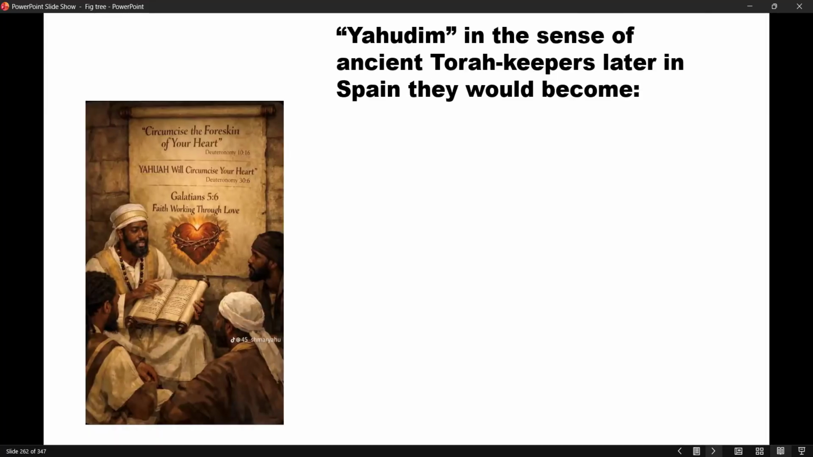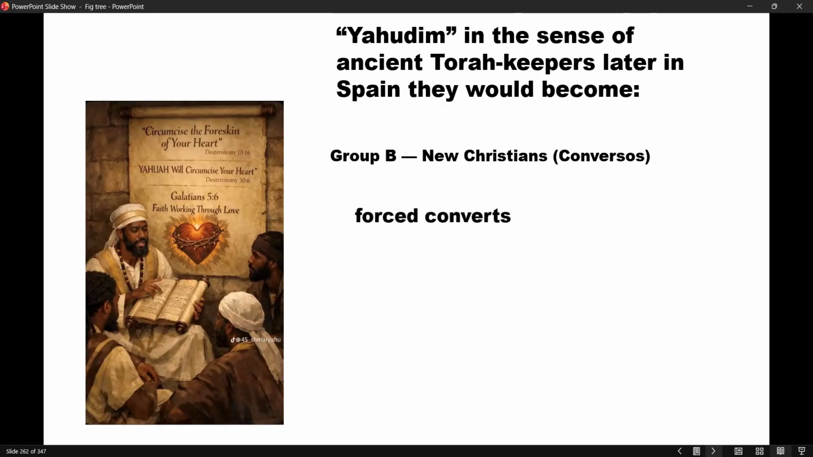So Yahudim, I like to say Yahudi in the sense of ancient Torah keepers. Later in Spain, they will become Group B, new Christians, conversos. That's what they called them because they were trying to convert them to Christianity by force. Forced converts lived under Portuguese suspicion. They were always watching to see if they were keeping the Sabbath or what they knew when the feast days were. They were busting into your house to see if you were keeping the feast. If you were, you were getting arrested. It was just that simple. Your neighbor didn't really like you, so he was watching you too.